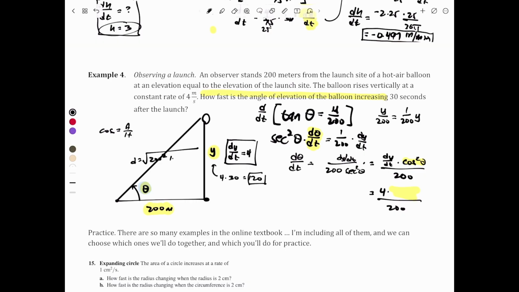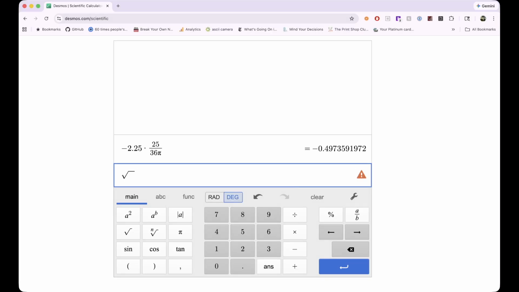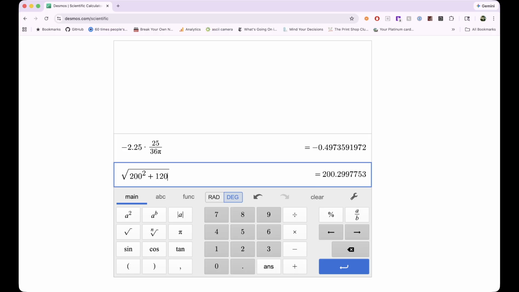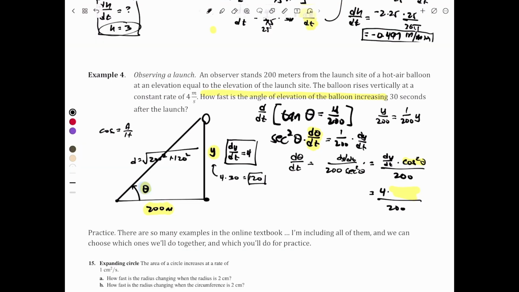So the hypotenuse, or the actual distance, is going to be the square root of a squared plus b squared. Let me move over here to my calculator, and let's do the square root of 200 squared plus 120 squared, and that's about 233.2. I'm going to keep it at that number. Let's write that down. So 233.2 is the hypotenuse.